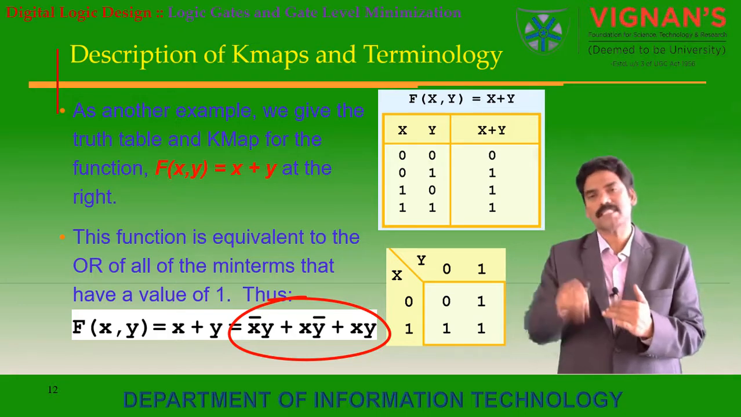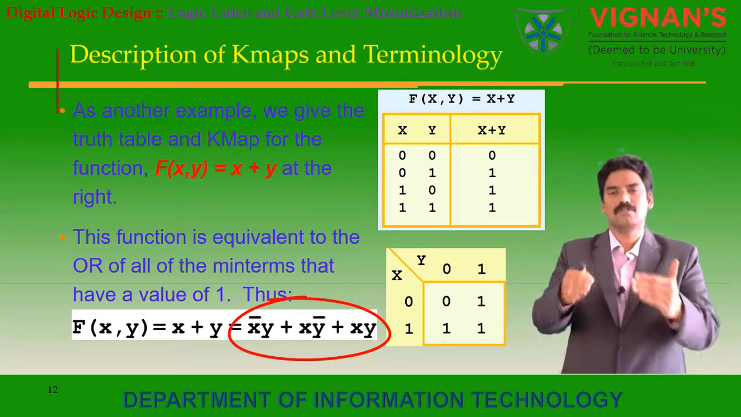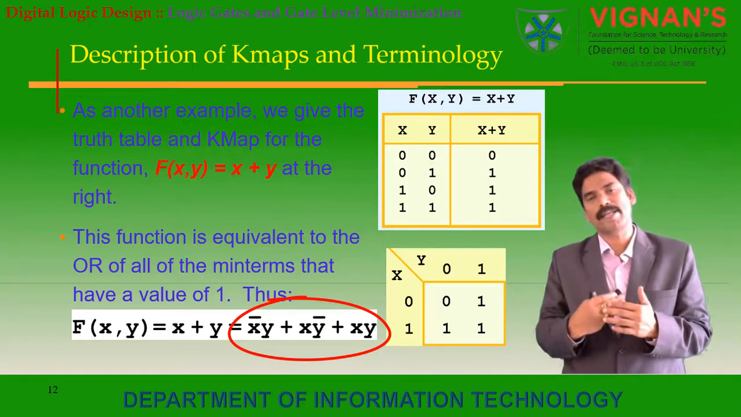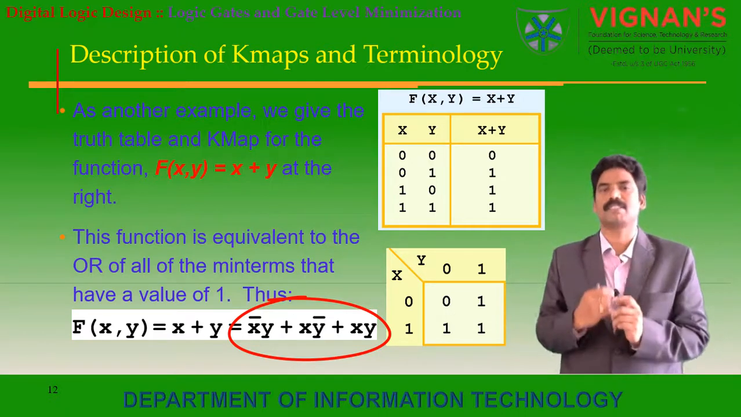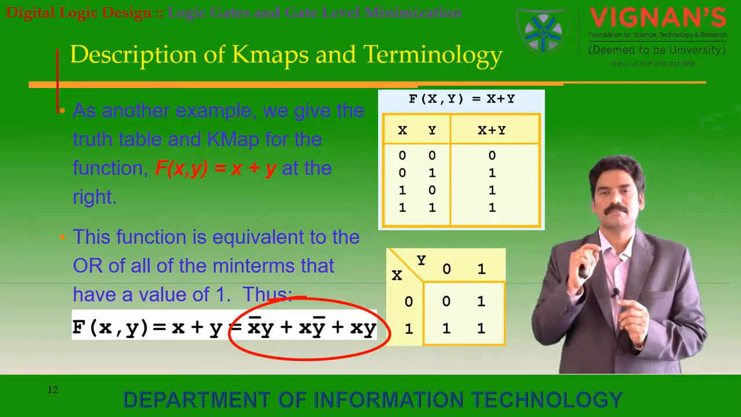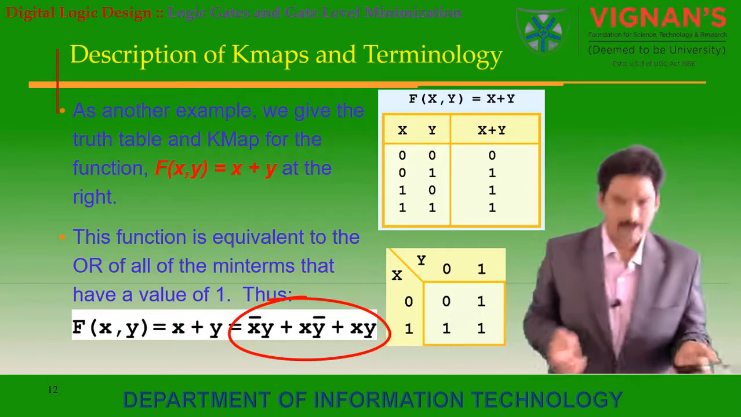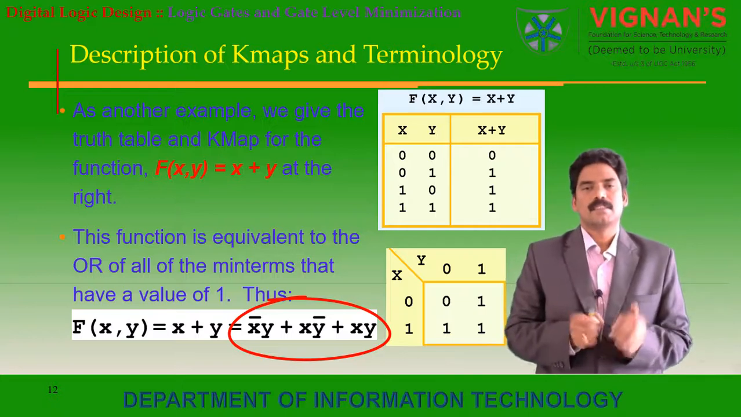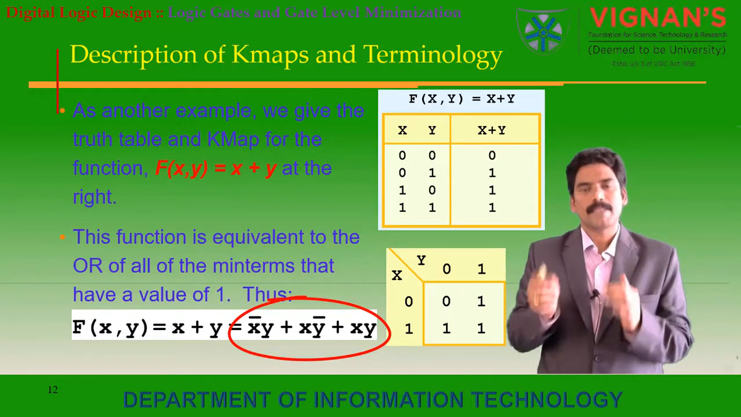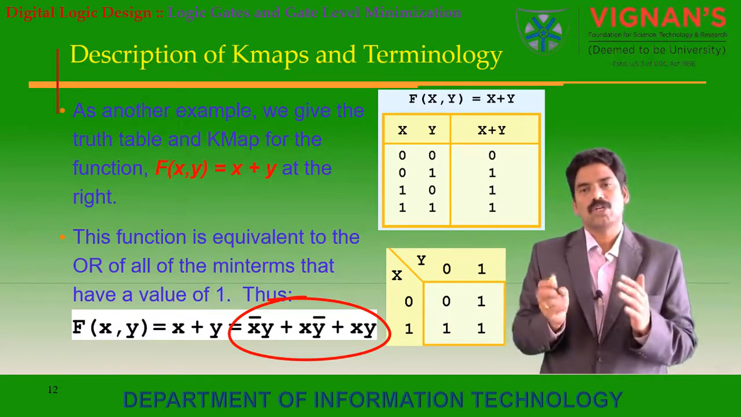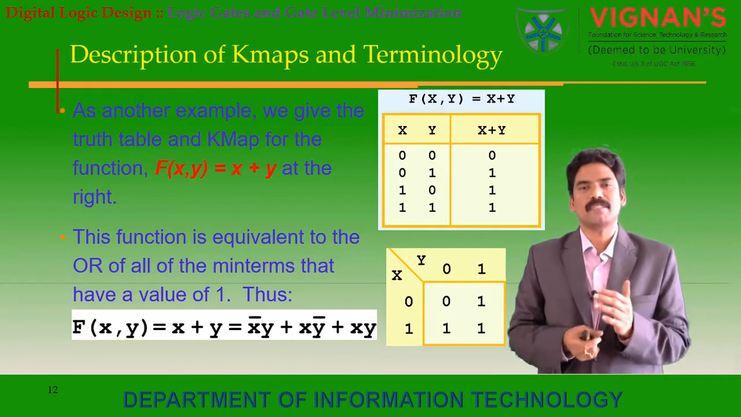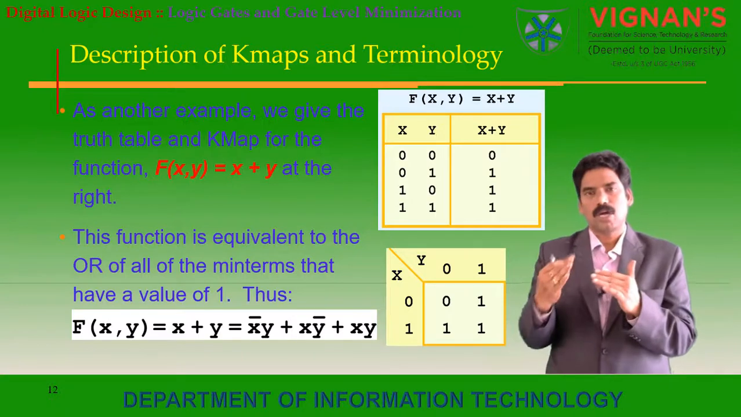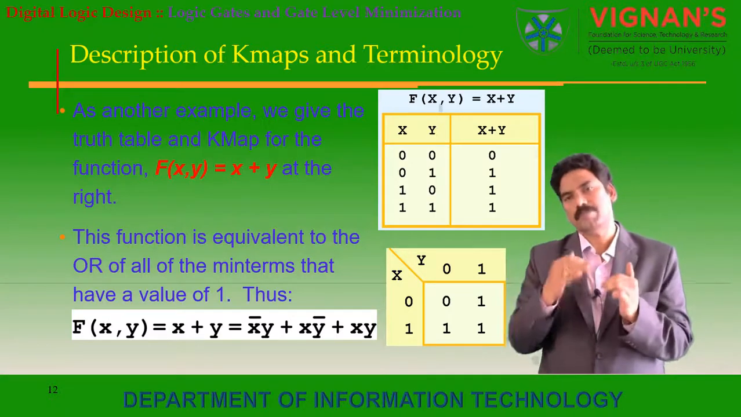How are we getting that simplified expression? Now we are going to discuss. According to the truth table, what is the Boolean expression? The Boolean expression is x bar y plus x y bar plus x y. So, see how to simplify this one. Okay, we have mapped it, now how to group and how to simplify.